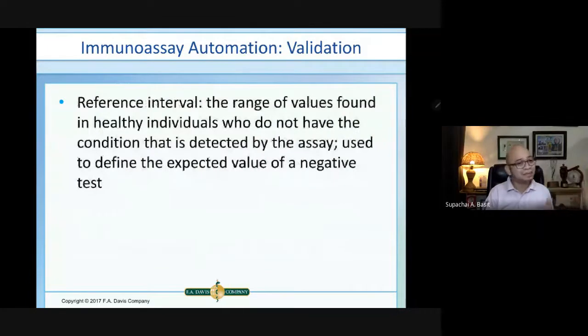However, it is different from reference interval because when we say reference interval, it is the range of values found in healthy individuals. So it's the normal values of those who do not have the condition that is detected by the assay. Reference interval is used to define the expected value of a negative test, meaning to say you do not have the health condition that is being detected. For example, that particular assay will test hepatitis B surface antigen. And if you do not have hepatitis B, then you will fall within the reference interval.